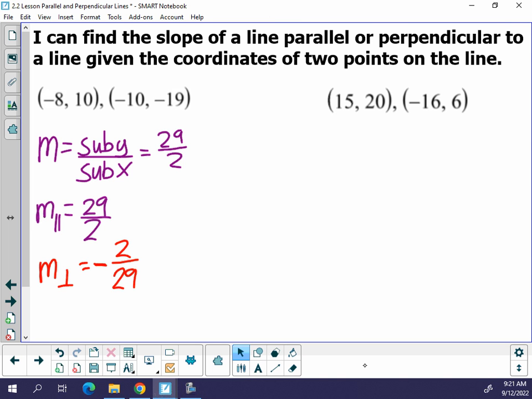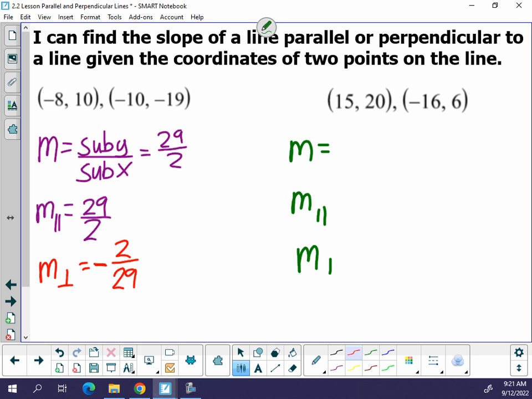I want you to pause here. We've talked about parallel and perpendicular line slopes. We talked in the last lesson about finding slope. So I want you to pause here, use Desmos, find the slope of this line, and then find the slope of the parallel line and the perpendicular line, and then press play and check your answers against mine.